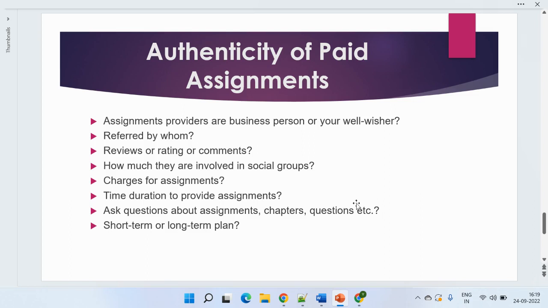What is the time duration to provide the assignment? If they say, okay, just pay me the money, I will provide it in the next half an hour or 1 hour, then it simply means they have some ready stuff which they are sharing with a number of people, right? It's simply a copy case, right?